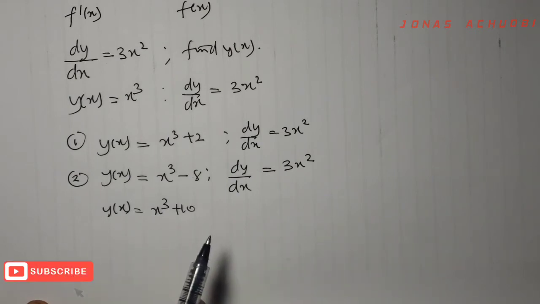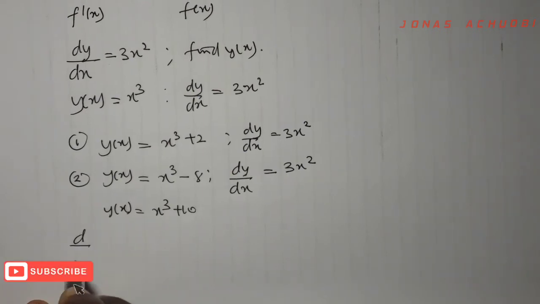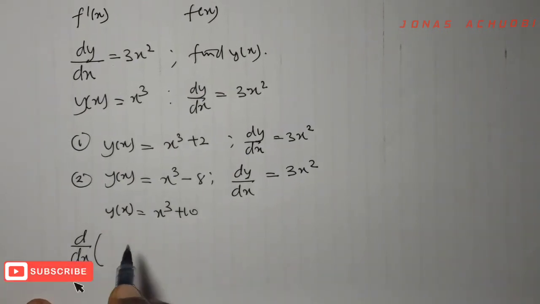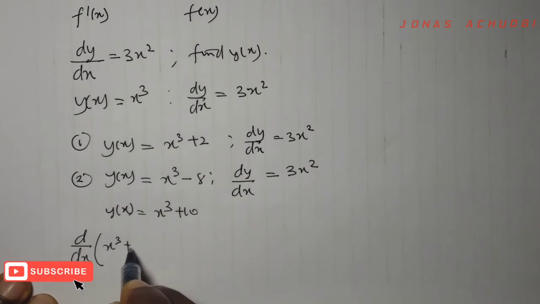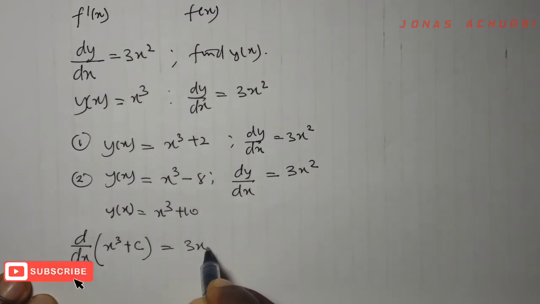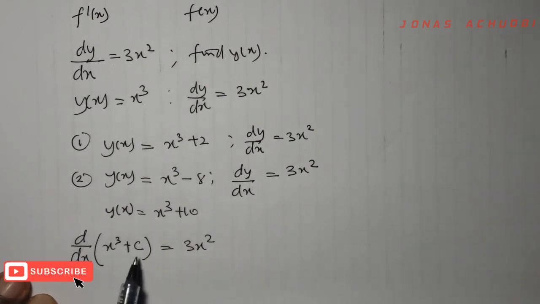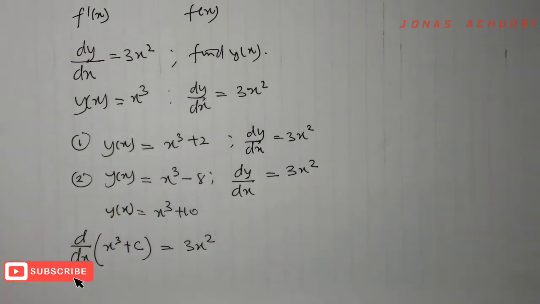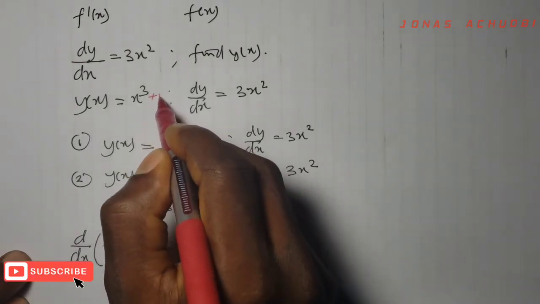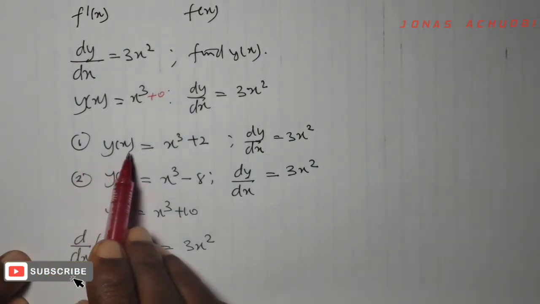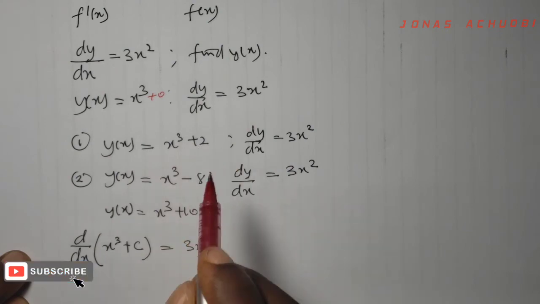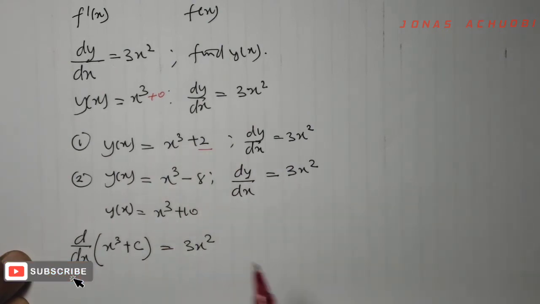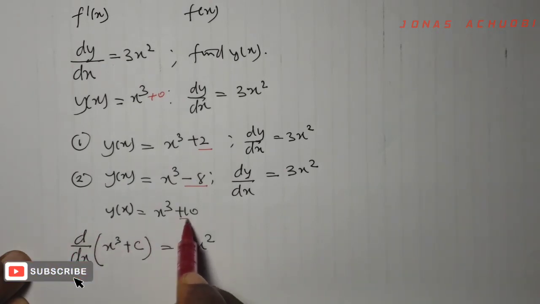This is because that means that there is a constant c such that whenever you differentiate d dx of the function x cubed plus c, we get 3x squared. Now, this c represents the constant. In the first case, we have here x cubed. Here, obviously, our c is 0. In the second case, y of x equal to x cubed plus 2. Our c here is 2. In the third case, our c here is negative 8. And in the fourth case, our c here is 10.